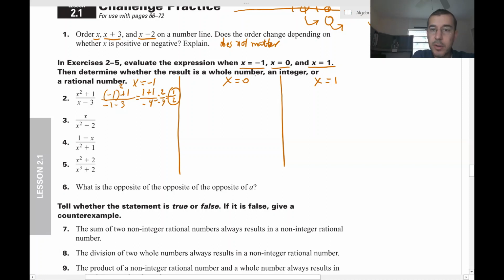Is that a whole number? No. Is that an integer? No. Is that a rational number? Yes. So this is a rational number.